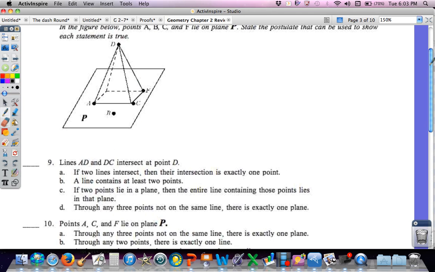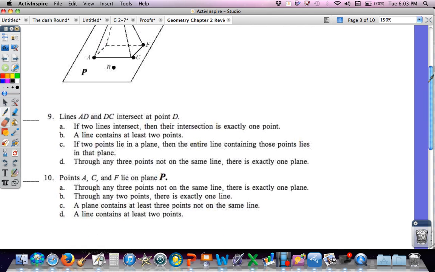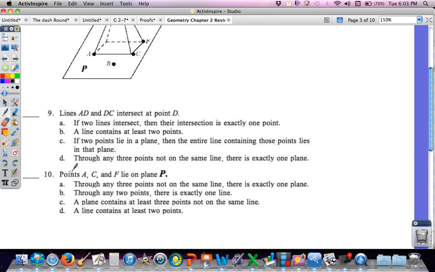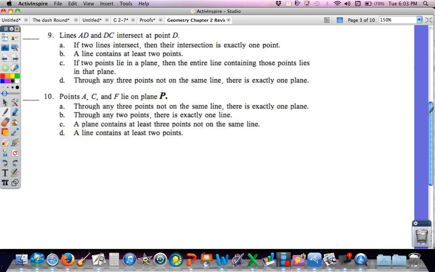The postulate for number 10 is also A. Points A, C, and F lie on plane P, and that is a postulate where through any 3 points not on the same line, A, C, and F are not on the same line, there is exactly one plane.